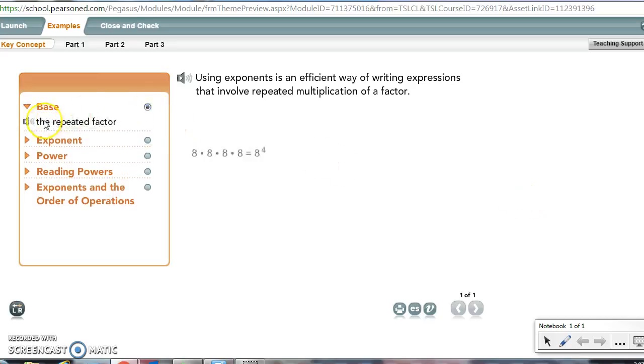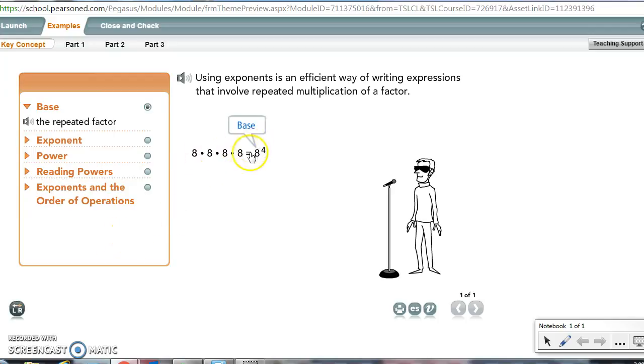The base is a factor that gets repeated. The base is a factor, repeated. So the base in this case is 8 because we're multiplying 8 4 times. So my base is 8.